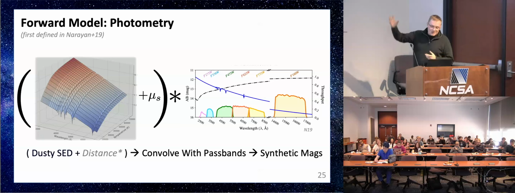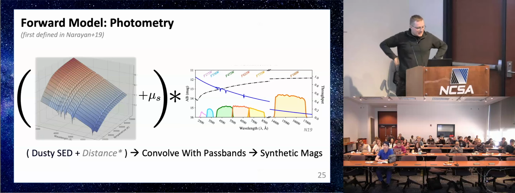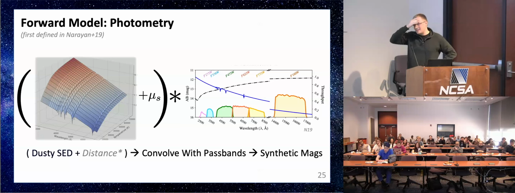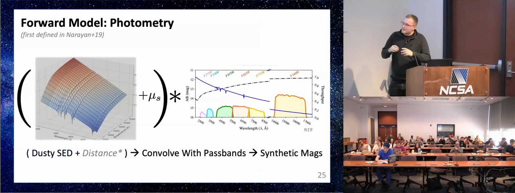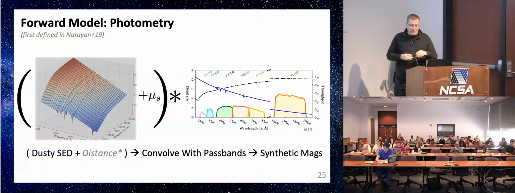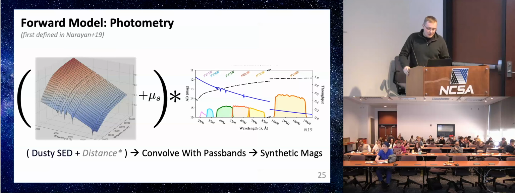After you've done that, you've got your dusty SED. So here's my dusty SED. And you add a distance-like parameter. It's not exactly distance because we don't have radial information of the white dwarfs, but essentially this parameter makes the SED dimmer at all wavelengths. And this is something you also need to infer. And you then convolve that with your bandpass filters, and you should get some synthetic photometry for the 6 bands that I was talking about.